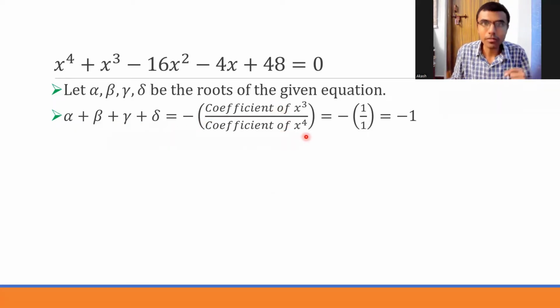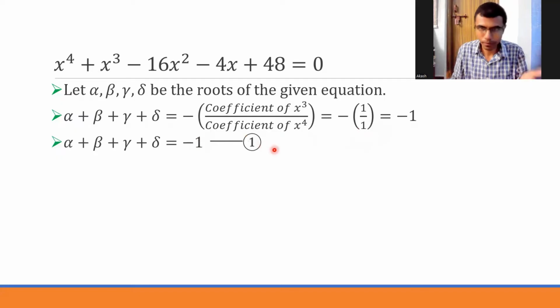First, I'm going to find the sum of the roots. The sum of the roots, alpha plus beta plus gamma plus delta, is equal to minus coefficient of x cube by coefficient of x power 4. What is the coefficient of x cube? See what's beside x cube. That's 1. So minus of 1 divided by the coefficient of x power 4, which is 1. Minus 1 by 1 is minus 1. So alpha plus beta plus gamma plus delta is equal to minus 1. Mark it because I'll be using it later.